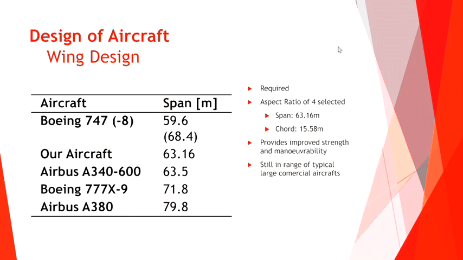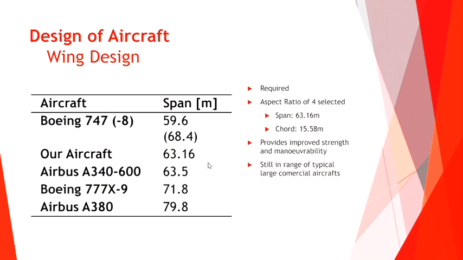When it came to wing design, we first had to figure out how much weight we were actually lifting. So we used the mass of the aircraft times gravity to give us the amount we had to lift, and then we were able to use that in the lift equation along with our coefficient of lift we got from the coefficient of lift versus angle of attack, and we optimized that to be at an angle of attack of about 12.5 degrees, which gave us a coefficient of lift of 1.4. This gave us our area, which we selected an aspect ratio of 4, which leads to a span of 63.16 meters and a chord of 15.58.